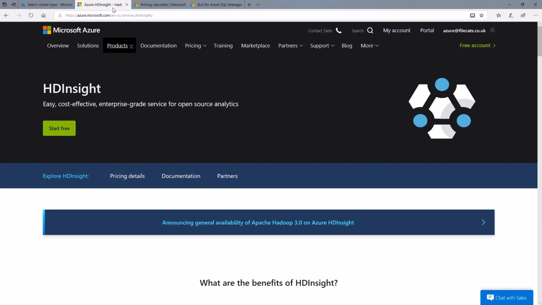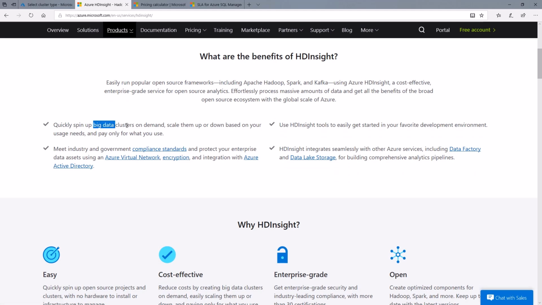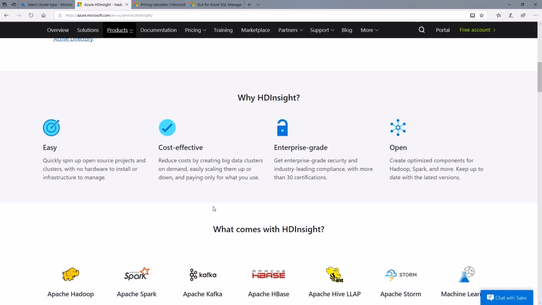So HDInsight is an easy, cost-effective, enterprise-grade service for open-source analytics. Big data clusters on demand, very scalable, pay for only what you use. It can be used with or instead of Azure Synapse Analytics, and it allows for extraction, transformation and loading, data warehousing, machine learning and Internet of Things.